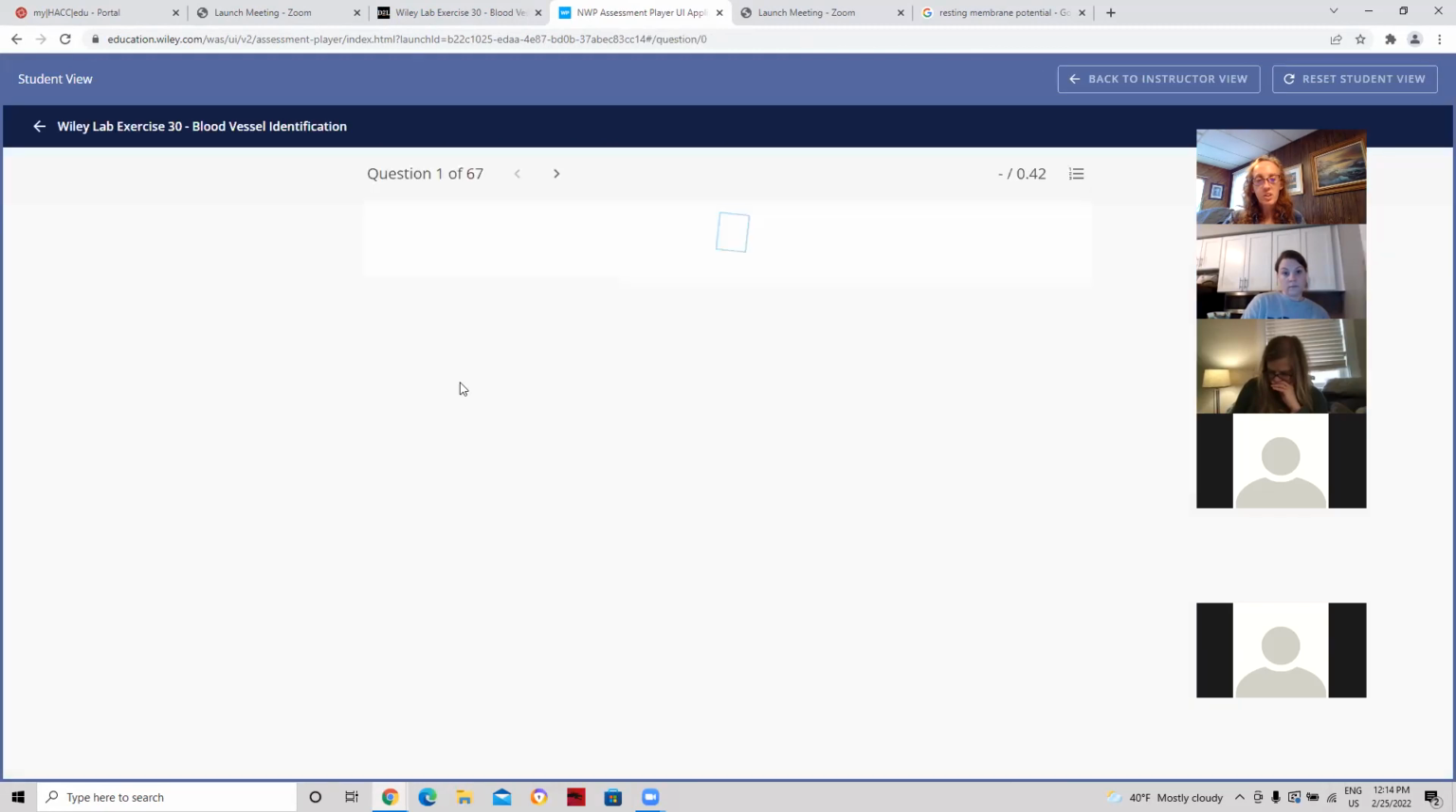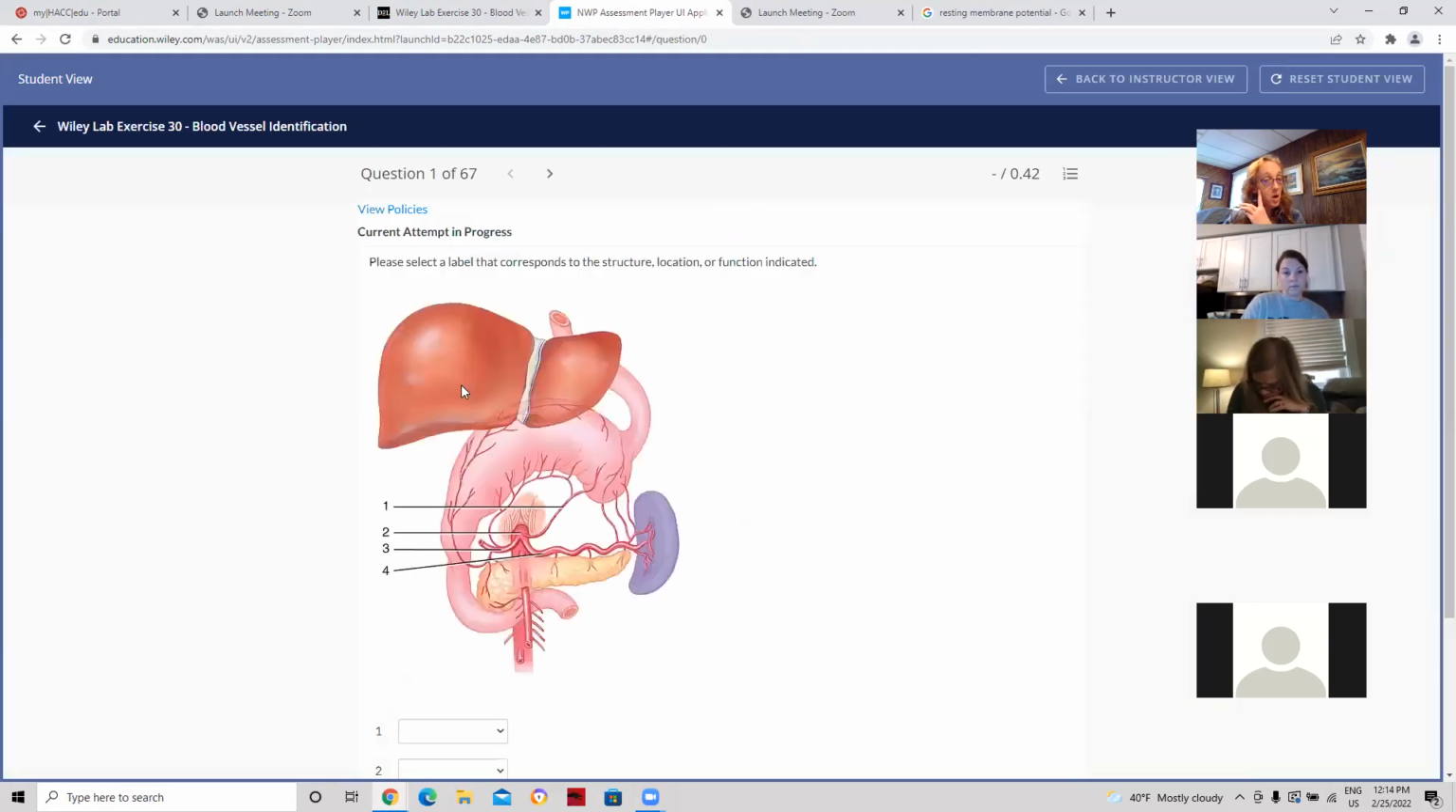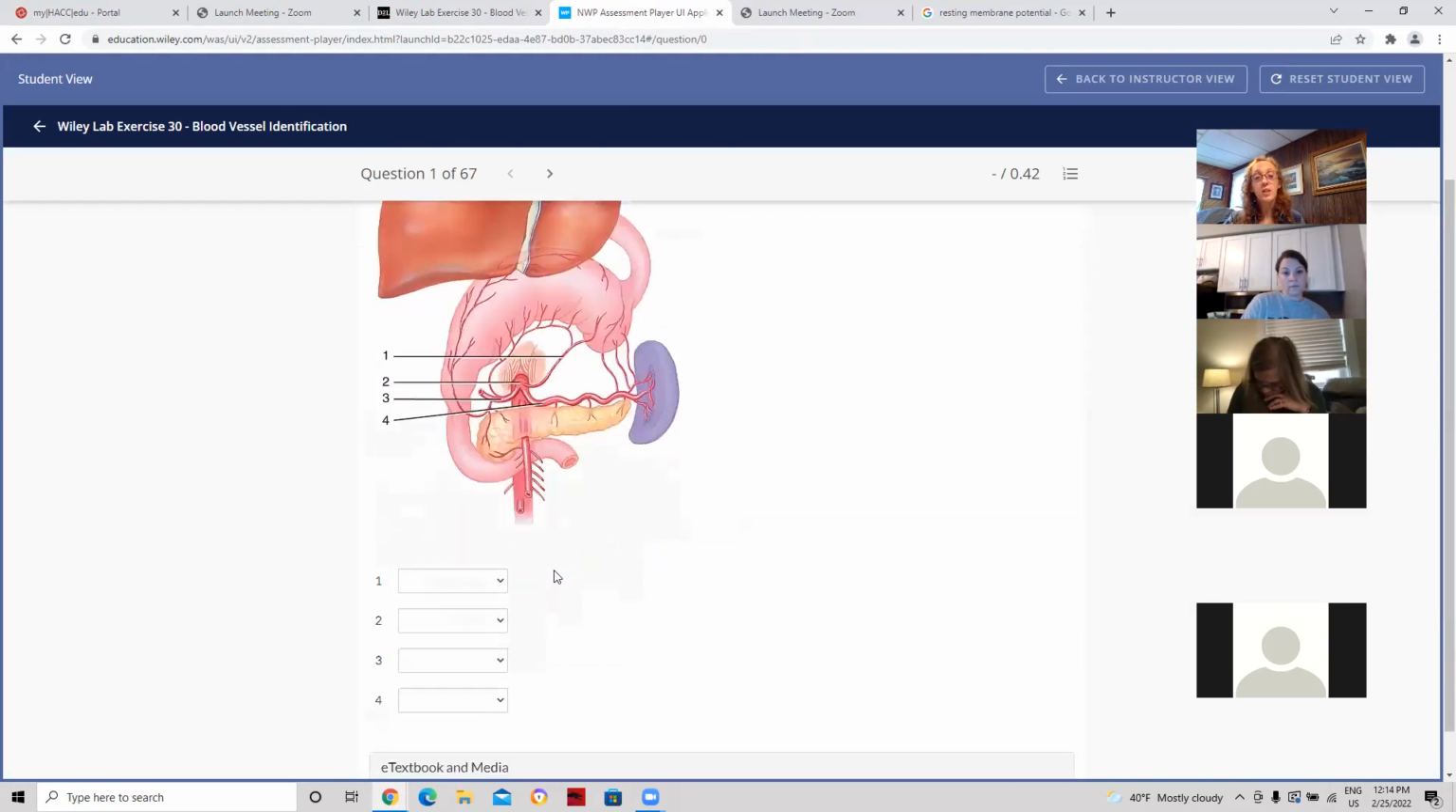So if you start the assignment, and the first thing you do is you start seeing pictures and they ask you to identify. If I couldn't find one that was very similar in your textbook, I grabbed the same figure, at least for this week. I grabbed the same figure and I edited it, and then I put it into the PowerPoint and labeled it.